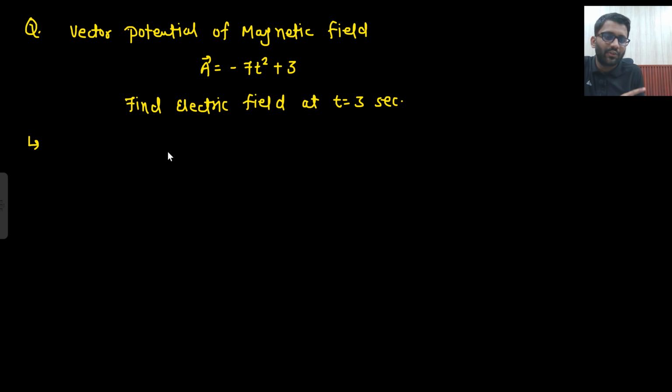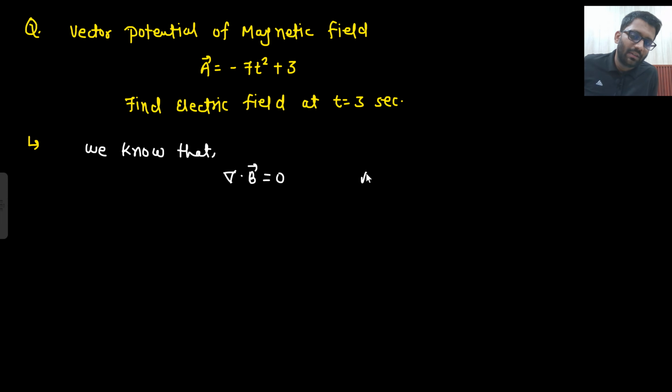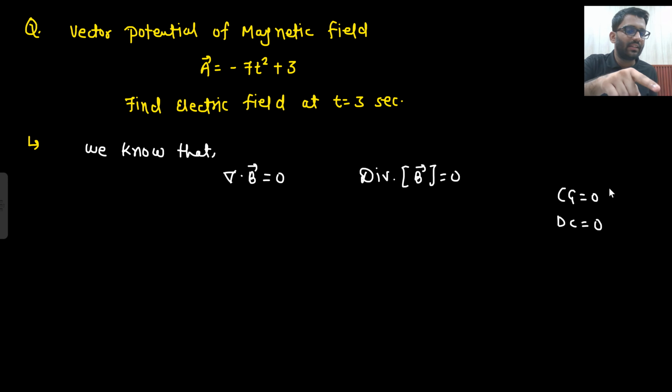So what did you study? We know that del dot B is equal to 0. That means divergence of B is 0. What are your null identities? Curl of gradient is equal to 0 and divergence of curl is equal to 0. So curl of gradient is 0, divergence of curl is 0. Again I am repeating, divergence of curl is 0.